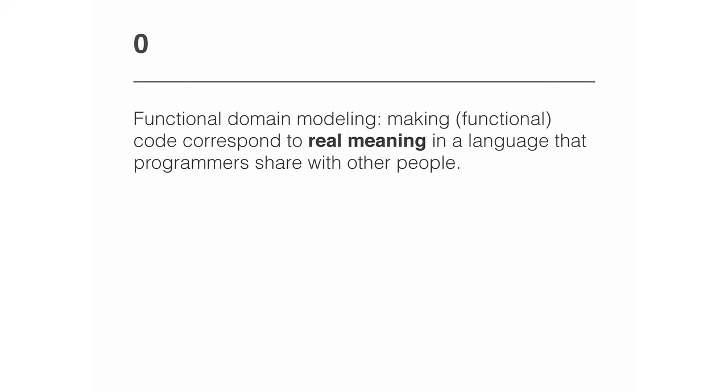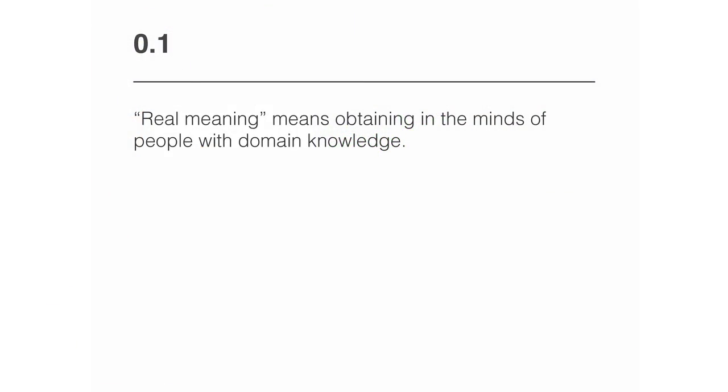Functional domain modeling is making functional code correspond to real meaning in a language that programmers share with other people. And what I mean by real meaning, before you ask, is something that obtains in the minds of people with domain knowledge. And one legitimate question you might have about this is why? Why bother? It is more difficult than not doing it, right? And the answer is really about complexity and accuracy.